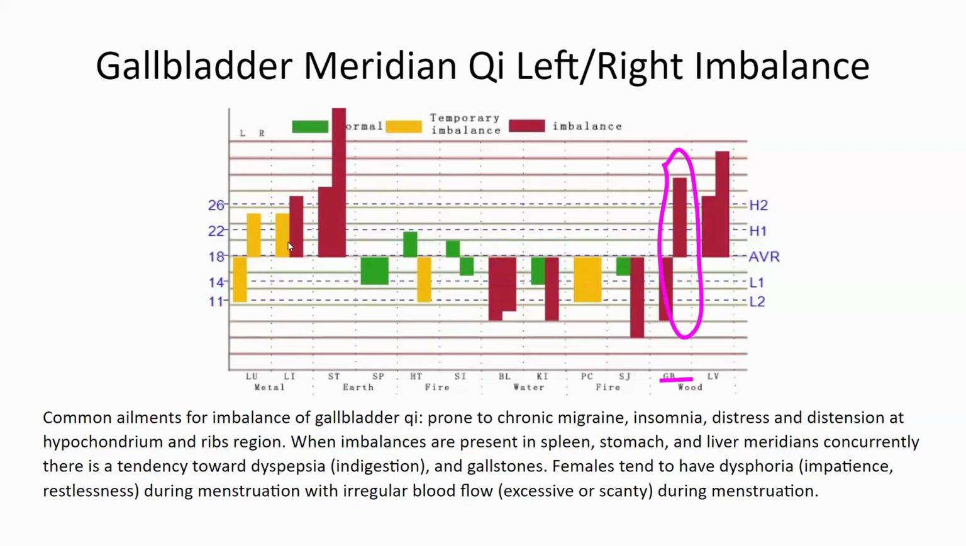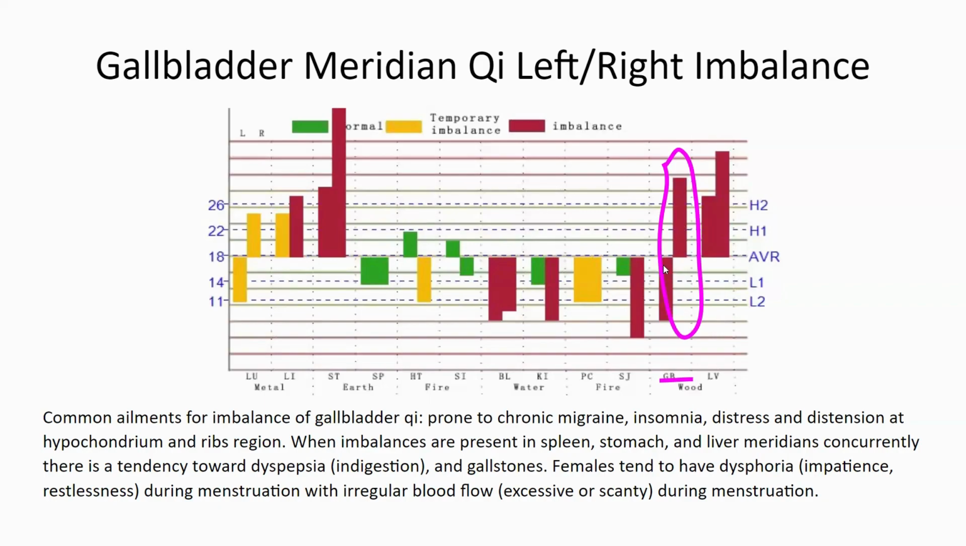So with that out of the way, we're going to talk about this. We're focused on the gallbladder, right? We've talked about some of the ailments before, and I'm going to summarize those: migraines, insomnia, bad decision making, knee problems, like knee swelling, stuff like that. But what we're actually looking at right here is a left and right imbalance.